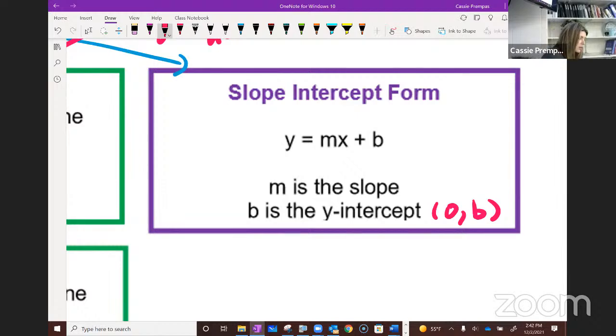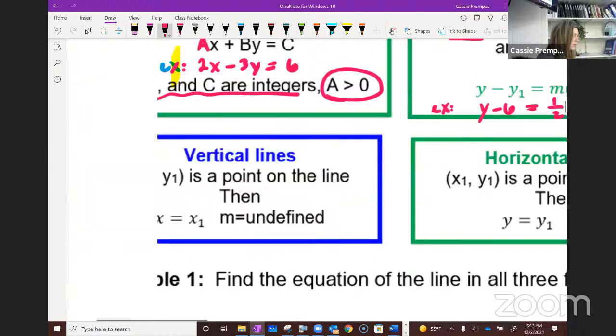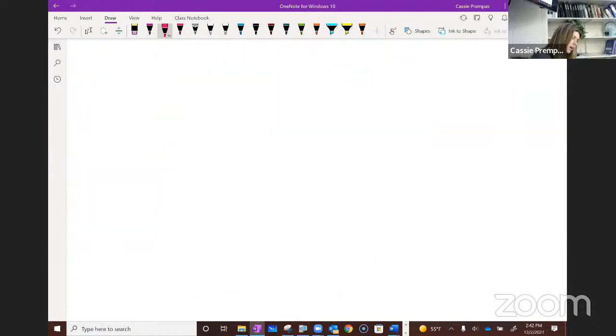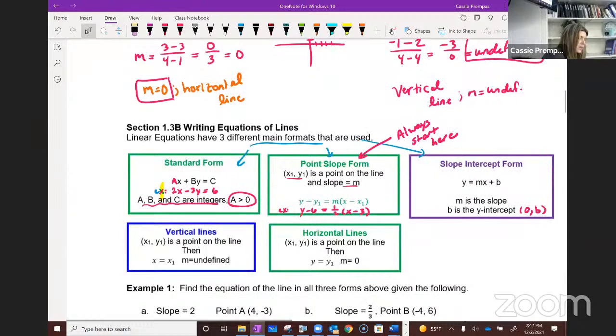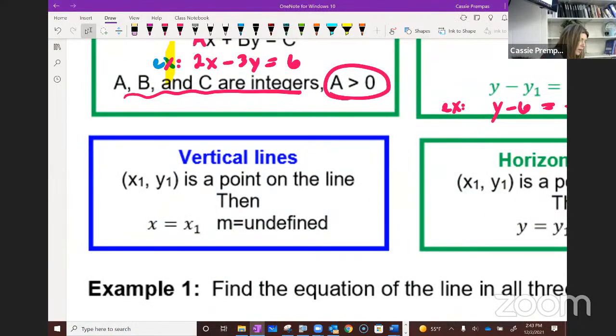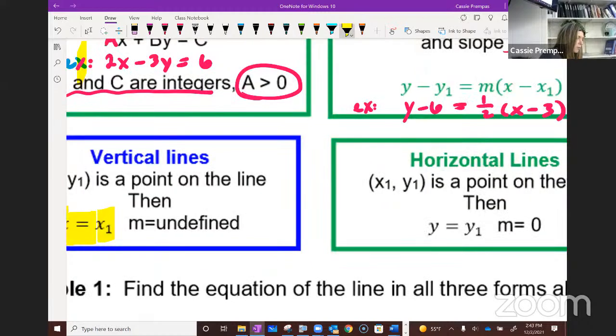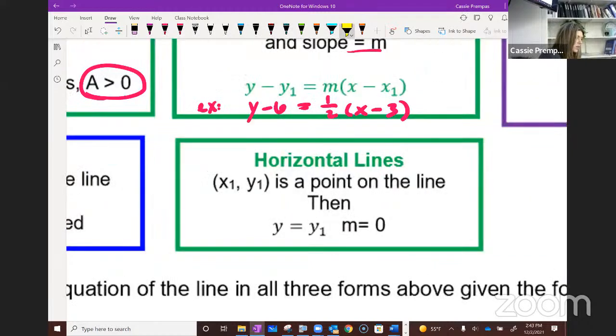Other than that, we reviewed vertical lines. Vertical lines have undefined slopes. And the key to note about vertical lines is if you have a point on your line, the equation of your vertical line is x equals the x-coordinate. For a horizontal line, if you have a point on your line, the equation is y equals the y-coordinate of the point. And you know you have a horizontal line if the slope is 0.